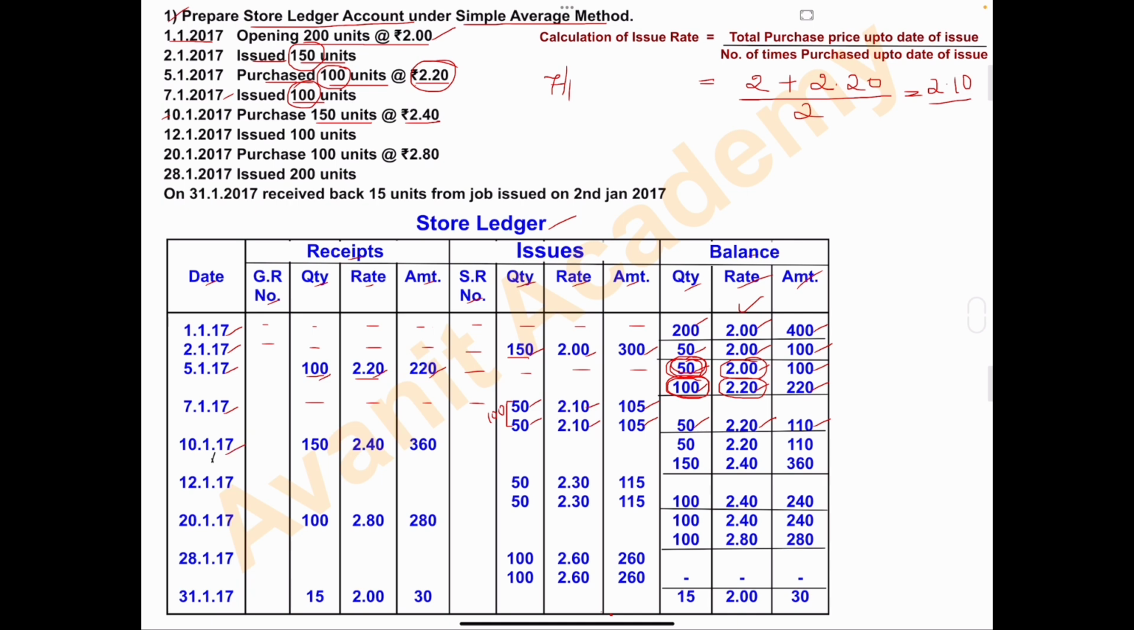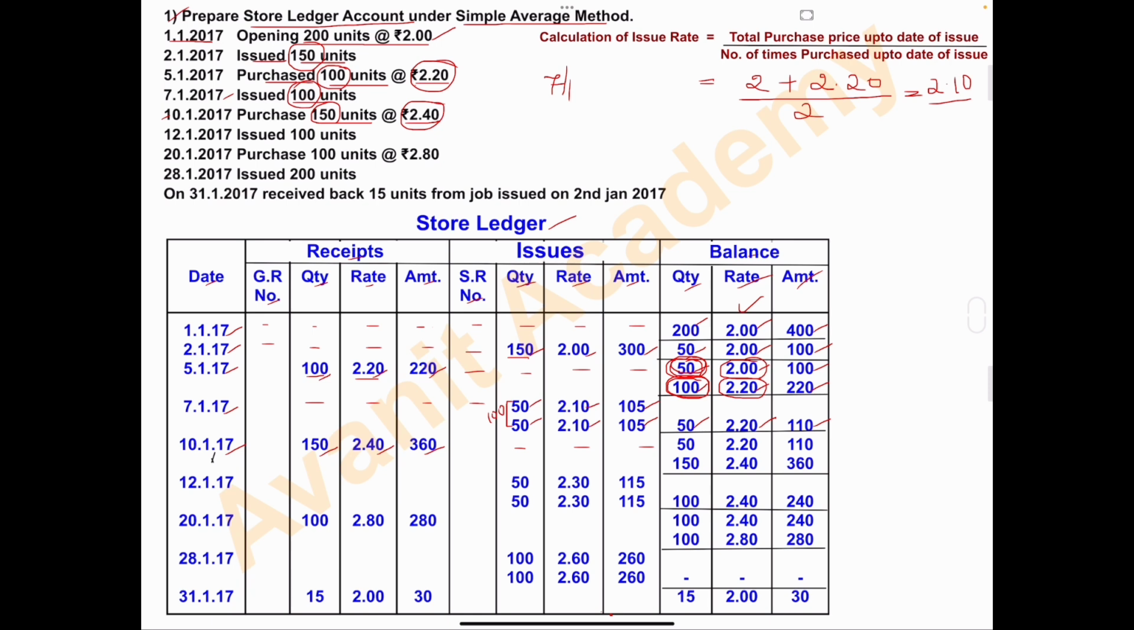Write the date 10th January. Purchases will take in receipts. Number of units purchased is 150. Rate per unit is 2.40. 150 into 2.40, total amount is 360. Issues column nil.